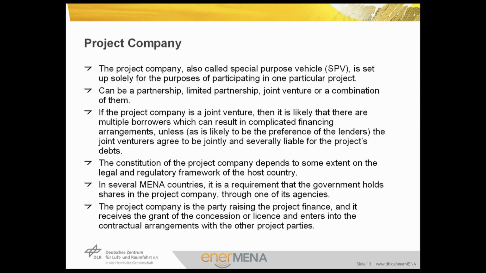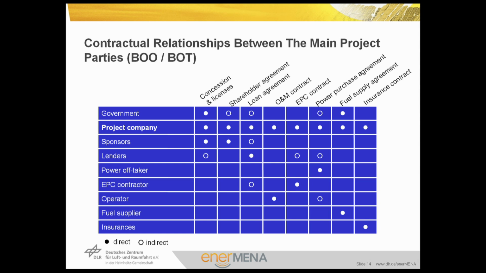Finally, the project company is the party raising the project finance. It receives the grants of concession or licenses and enters into the contractual agreements with other project parties. This matrix demonstrates the contractual relationship between the project company and the other involved parties. The relationship is regulated through contracts or agreements shown on the top of this matrix, and these are made between the project company and the involved parties, shown on the left-hand side of the matrix.